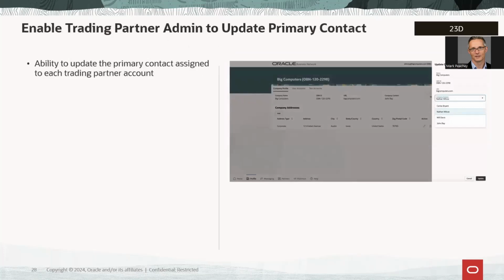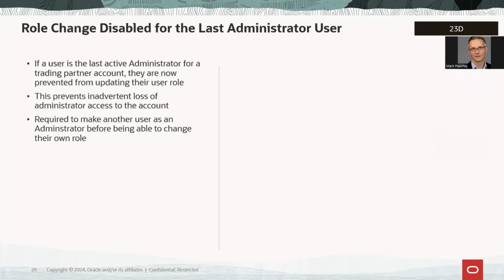We also had the change whereby a trading partner admin can now alter the primary contact on their own account. That's no longer a function for the OBN administrator to perform. And we also avoided the issue where an administrator who's the last administrator on an account could actually change their own role and therefore lose admin access to the account, because we had a number of situations where that occurred. So we added some checks to make sure that that's no longer possible.